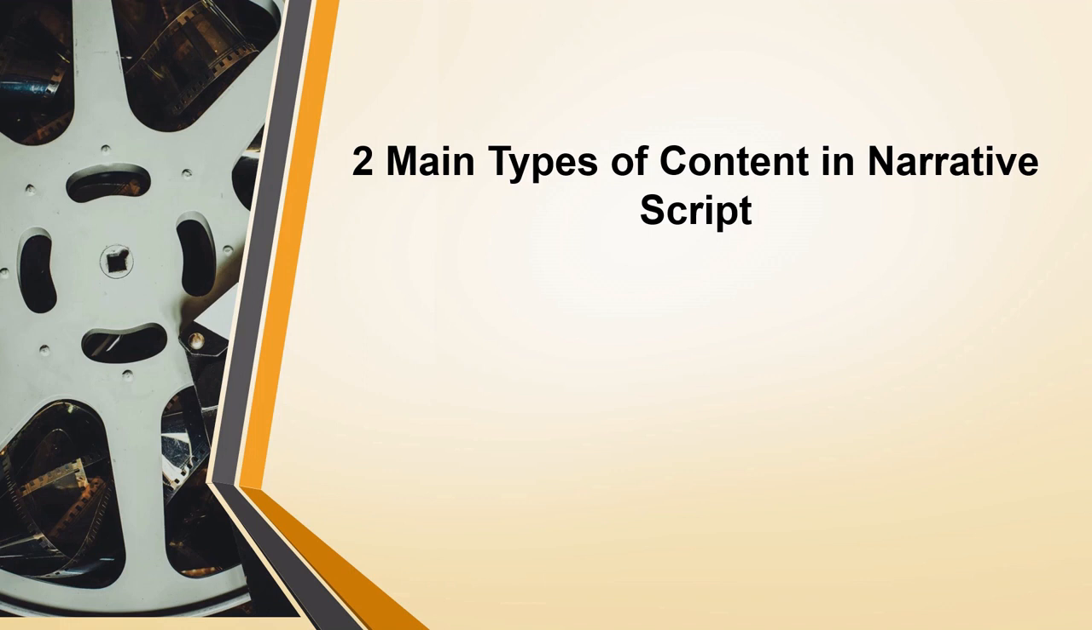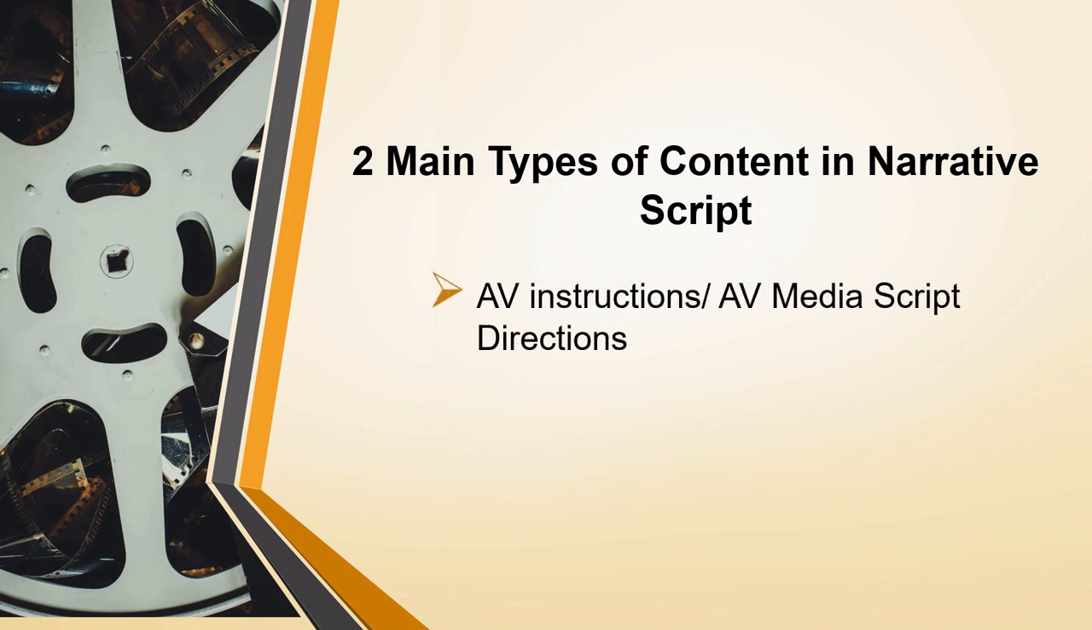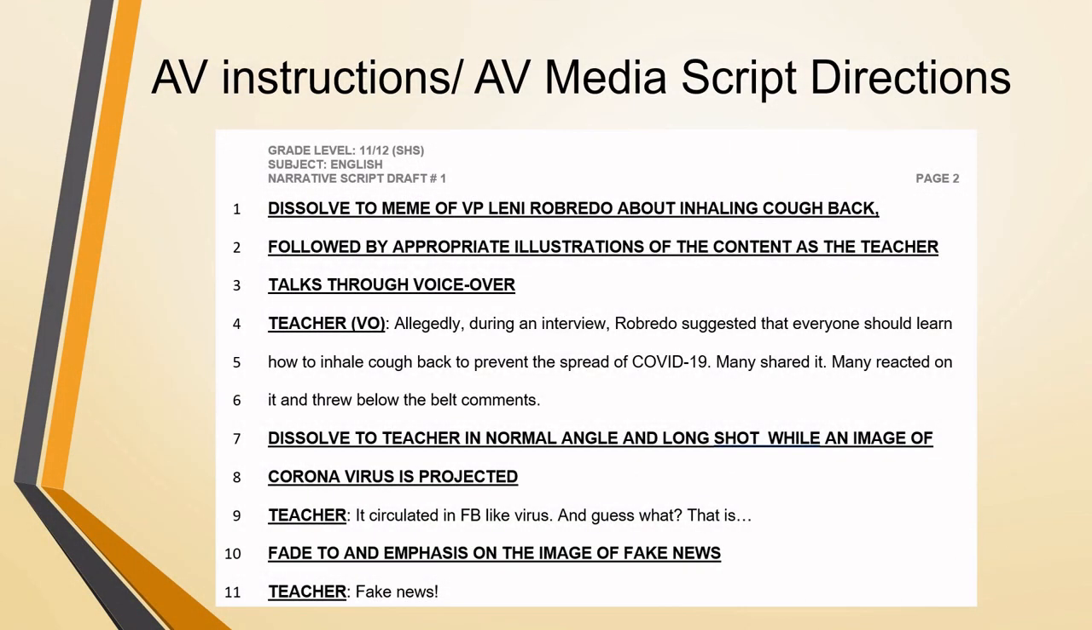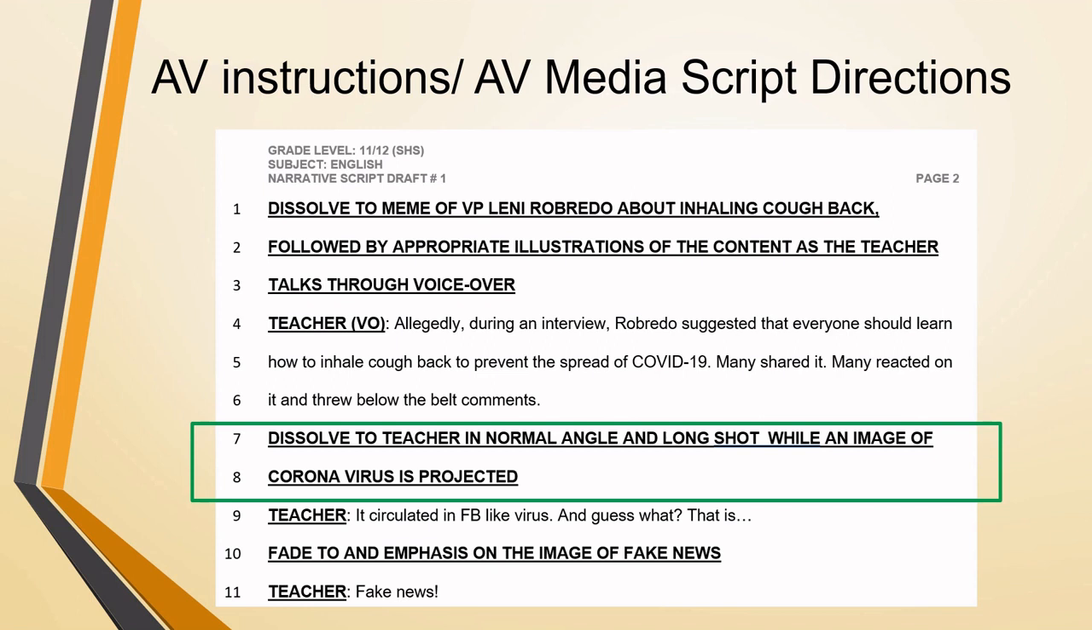Before we finally have the sample of narrative script, let us bear in mind the two main types of its content. The first one is AV instructions or the AV media script directions, and the second one is the spoken line. As stated earlier, in narrative script, we will find AV instructions. For example, dissolve the teacher in normal angle and long shot while image of coronavirus is projected. These are not being delivered by the talent or speaker in the video. Rather, it serves as instructions to the videographer, director, illustrator, animator, and editor of the educational video.